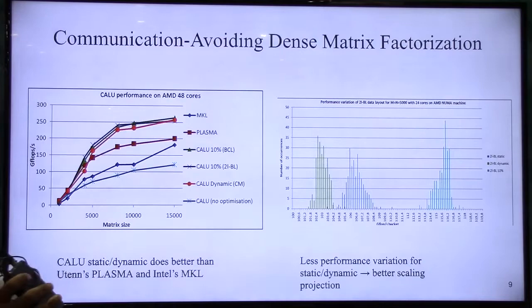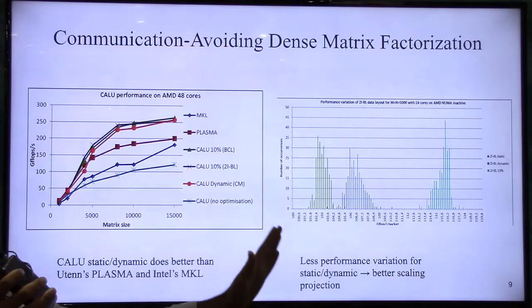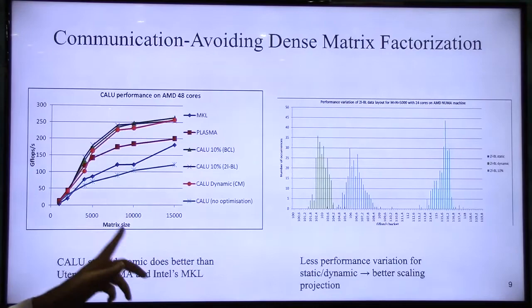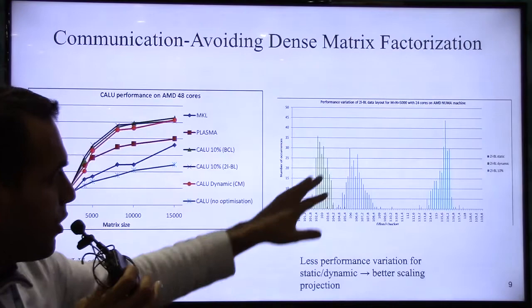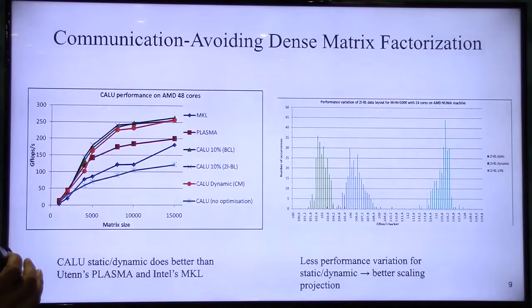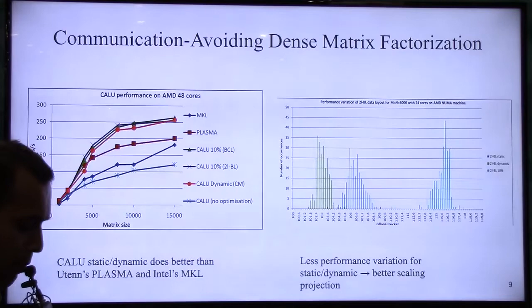On the left here, you'll see histogram distributions of just running this CALU two-level block layout, which was our fastest one. We ran this many times. We see that the performance variation is very low when we use mixed static dynamic scheduling, and that's good for scaling, especially as we go to a very, very large number of nodes.